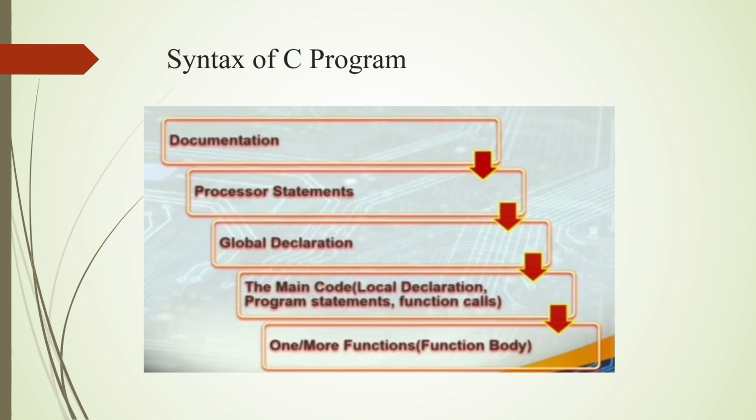Preprocessor statements: these are the statements which start with the symbol hash. Mainly we see it in many of the programs, like hash include, etc. Global declaration: here the global variables and function declarations are present, and the variables which we use in this can be used anywhere in the functions. The main code consists of local declaration, program statements, and function calls. One or many functions contain the function body.